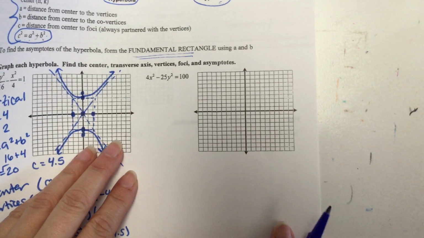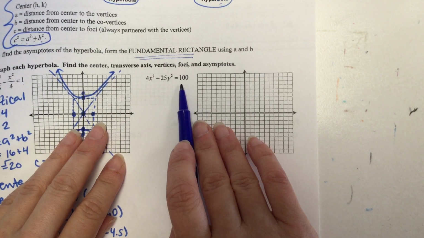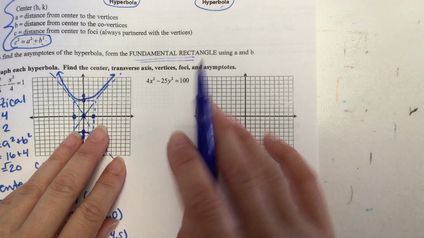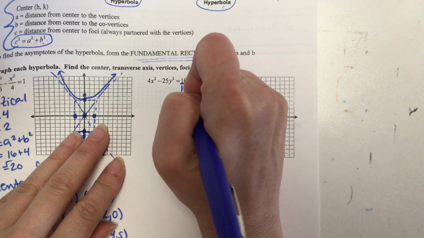Let's look at the next one. The next one has a what if scenario. What if it's not equal to 1? Because the rule is it has to be equal to 1. Well, if it's not equal to 1, you have to make it equal to 1, you guys.